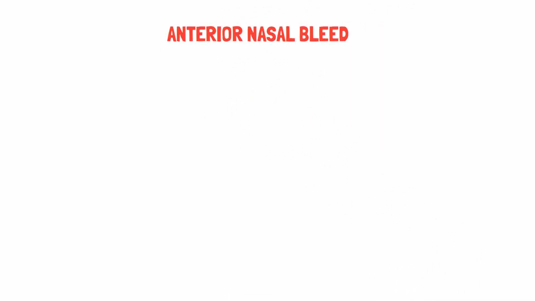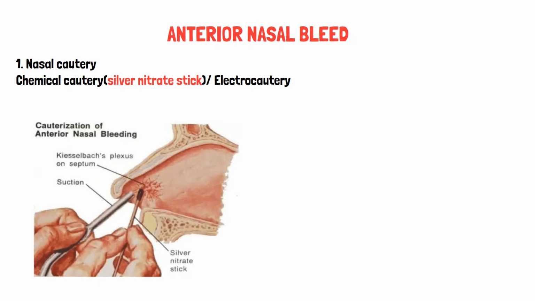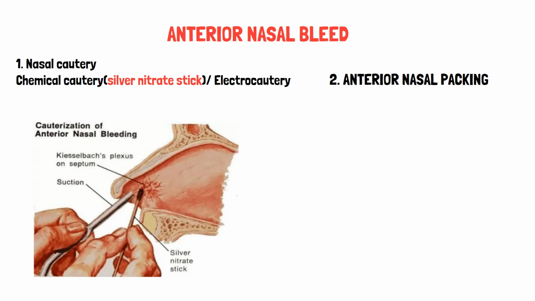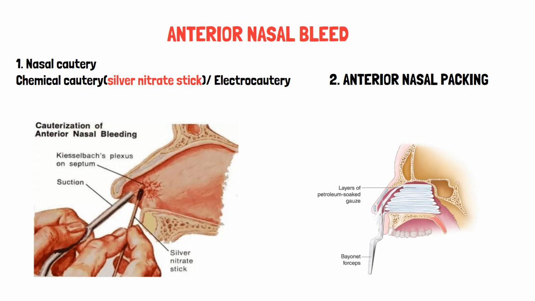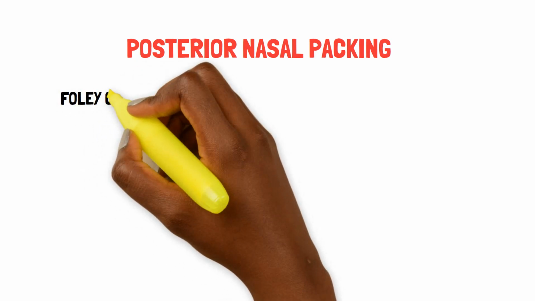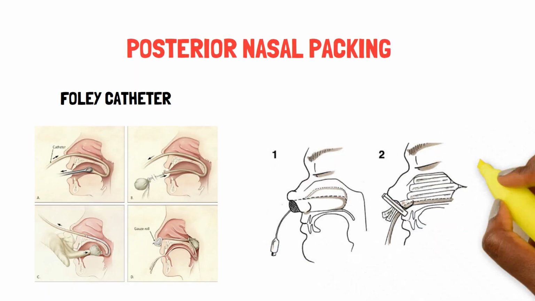Options of anterior nasal bleeding management are nasal cautery, which can be chemical like silver nitrate or electrical cautery as demonstrated in the diagram, or anterior nasal packing using salt gauze in adrenaline or paraffin as shown. While for posterior epistaxis, we can use a Foley catheter or nasal packing with a Foley catheter if bleeding persists, as demonstrated in the diagram.